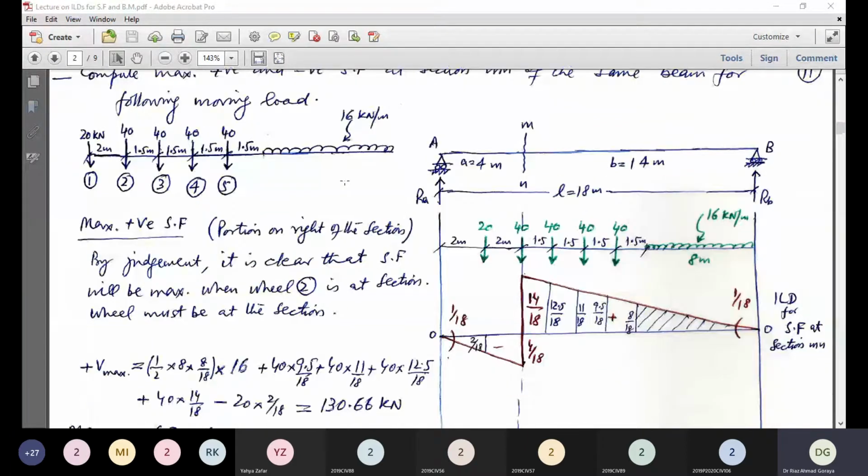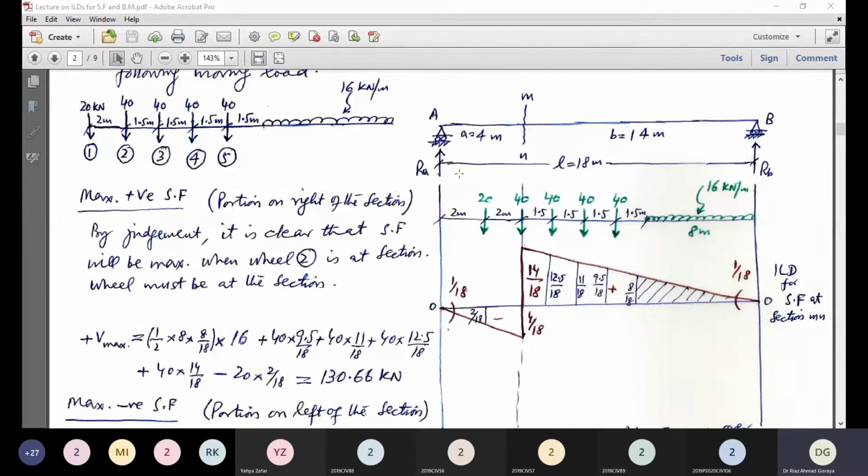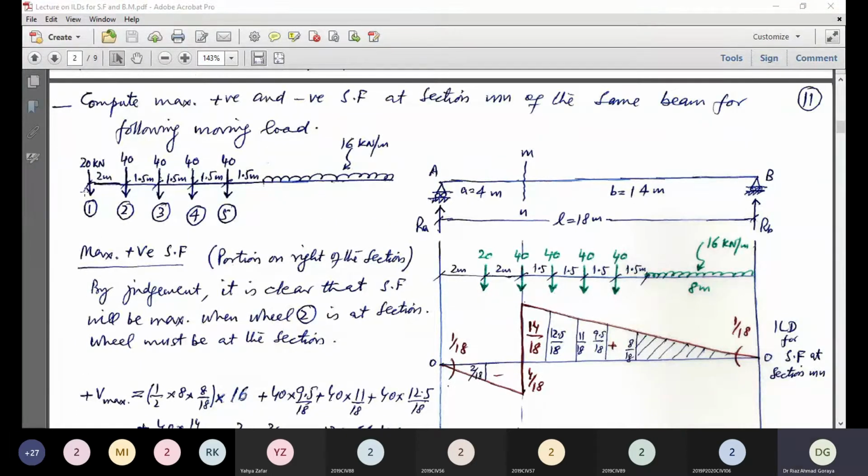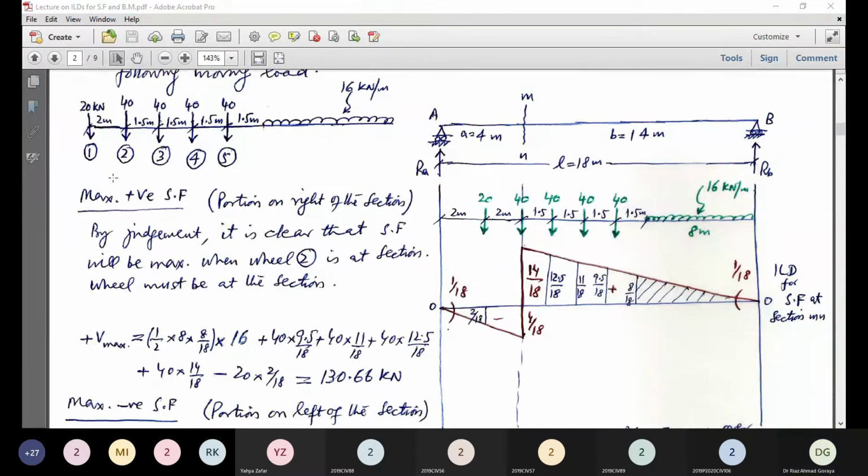Now again, the drawing of the ILD for shear force at section Mn is exactly the same, 14 over 18, 4 over 18. Now this wheel 1 is half of wheel 2. Again, you can apply the judgment that the maximum positive shear force will occur when wheel 2, this 40 kilonewton, will be at the section Mn. This arrangement: 40 here, then 20 again in the negative region, and so on.